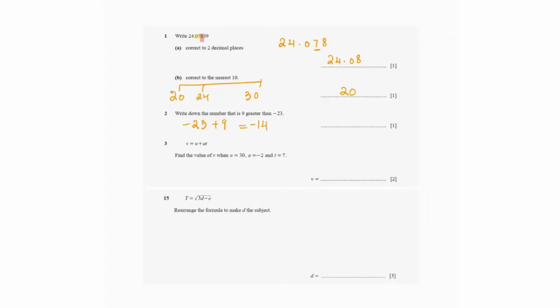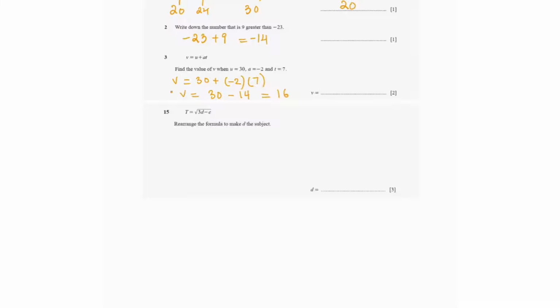So that's your answer. Then over here, like evaluating expressions, you just substitute the value. So v equals 30 plus negative 2 times 7. We did talk about multiplying a negative with a positive integer. So negative 2 times positive 7 is going to be negative 14. 30 minus 14 is going to be 16. So simple as that. You just need to remember what happens when you're adding negative integers, subtracting them, multiplying them, or dividing them.